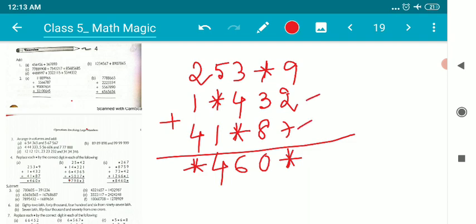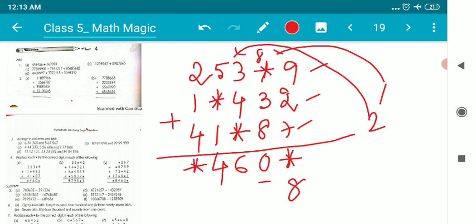So 7 plus 2, 9; 9 plus 9, 18. So here should be 8, and 1 will be carried. 8 plus 3, 9, 8, 9, 10, 11. This one will be forwarded over here, 12. So 12 plus what makes 20? That is 8. So here will be 8. 20, 0. 2 will be carried forward. Then 4 plus 3, 7; 7 plus 2, 9; 9 plus what makes 16? 10, 11, 12, 13, 14, 15, 16: 7. So this missing number will be 7.